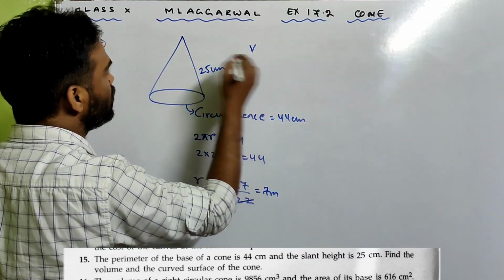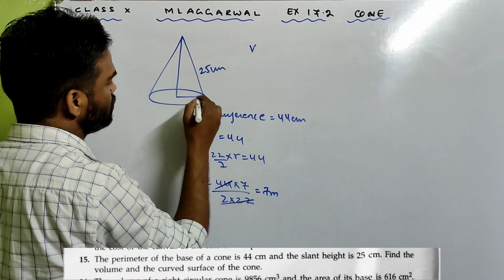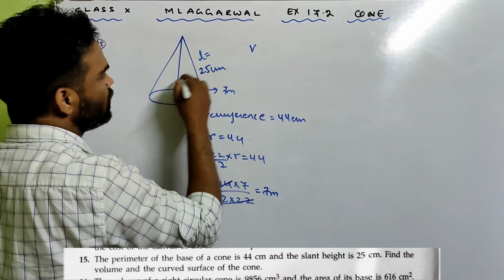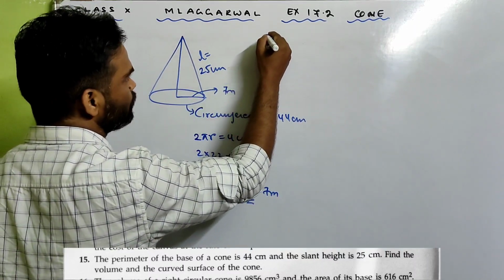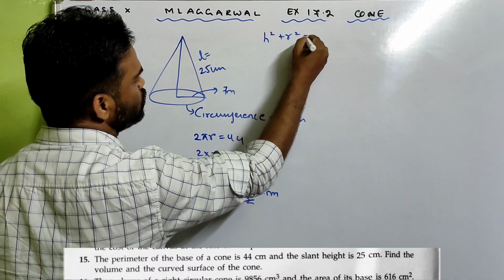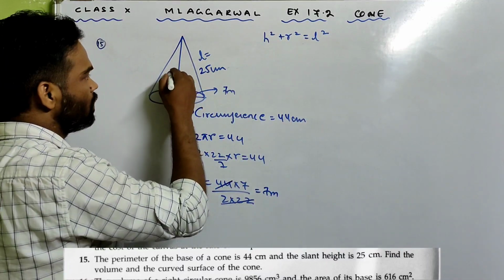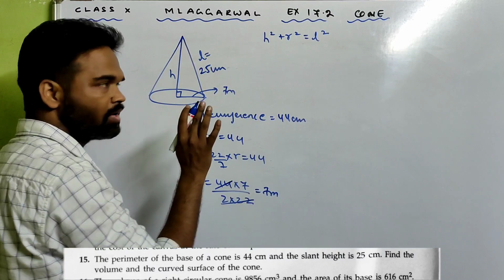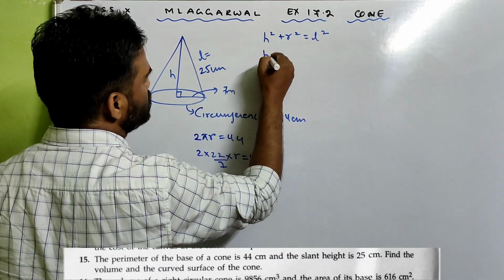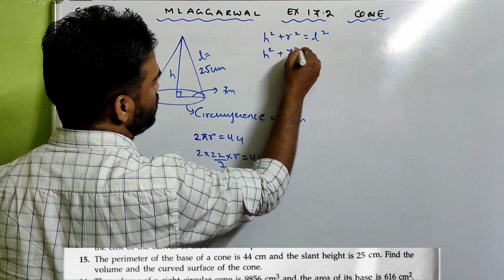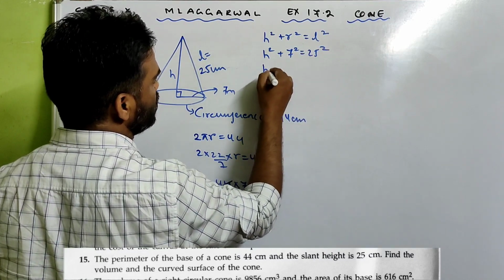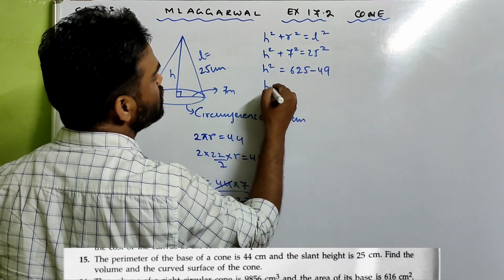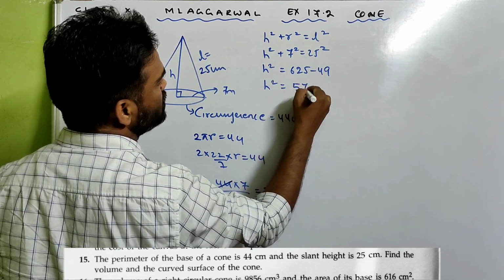So what will be the volume? Achha, wait. So the radius is 7 meter. Slant height is 25. Let us calculate height. Pythagoras theorem: h square plus r square equals l square, because this is 90 degree. Now h square plus 7 square is equal to 25 square. So h square equals 625 minus 49. So h square is 576.